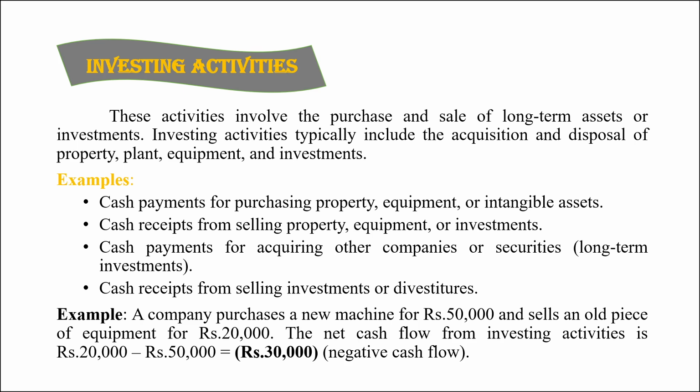divestitures. Then here is a small example for the investing activities. A company purchases a new machine for rupees 40,000 and sells an old piece of equipment for rupees 20,000. Here the net cash flow from investing activities is 20,000 minus 50,000, that is minus rupees 30,000. Here the negative cash flow is shown.